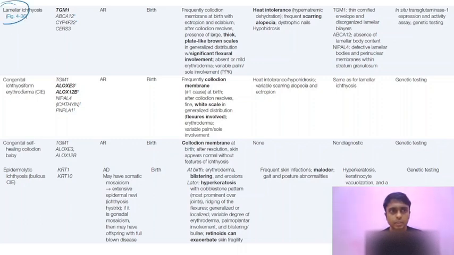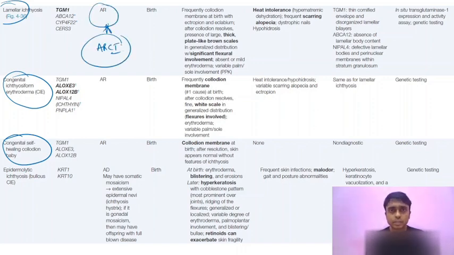Lamellar ichthyosis, congenital ichthyosiform erythroderma, and self-healing collodion membrane: please remember, all of them are autosomal recessive. As I have told, autosomal recessive congenital ichthyoses are associated with the collodion membrane. As you can see, all of them are associated with collodion membrane. And this was the one which I have told, the bullous form, and it does not have any collodion membrane. So it is not associated with collodion membrane.